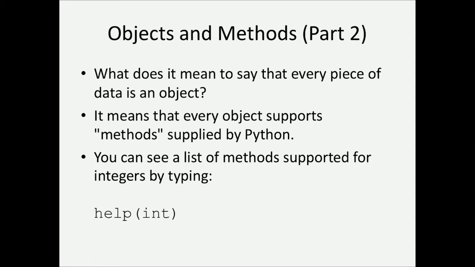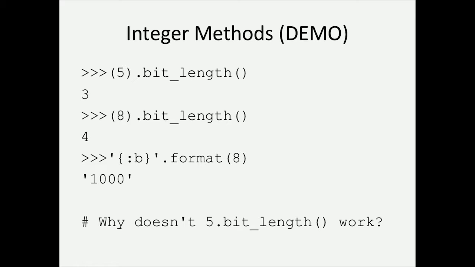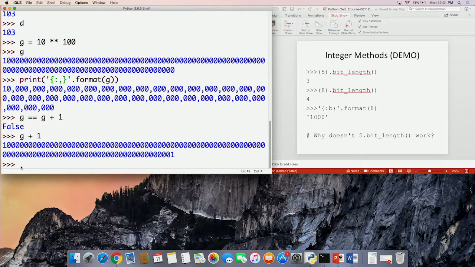Now, if you want to know what those services are provided by every object, what you can do is type help and then the name of the type of the object, and you'll actually get to see a whole list of methods that it provides. One of the methods for the integer class is bit length, and that simply gives you the number of bits required to store that integer in binary. Maybe not something you use a lot in this course, but it's interesting that even integers have methods. So let's look at one of those methods in operation.